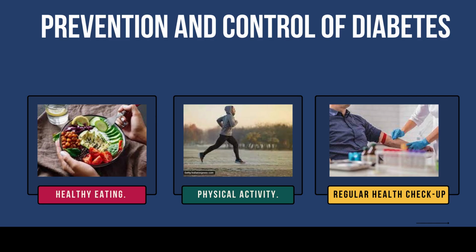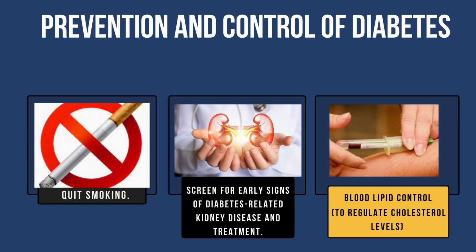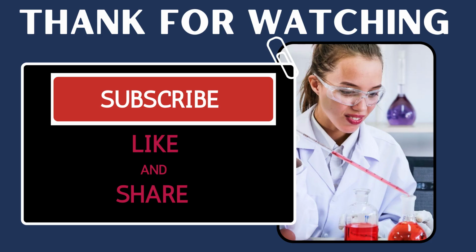What are the prevention and control measures of diabetes? Basically, eating healthy, doing physical activity, having regular health checkups. If you are smoking, you need to quit smoking. Screening for early signs of diabetes-related kidney disease and treatment, and also checking your blood lipids to help regulate cholesterol levels are considered strong prevention and control measures of diabetes.